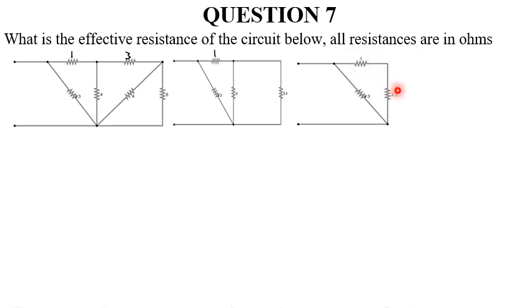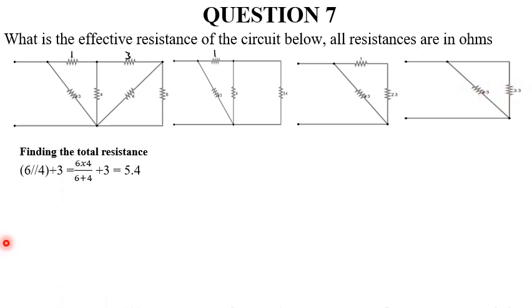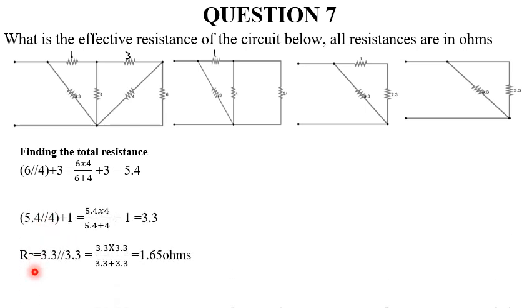Realize that this one and this one are also in series. 1 and 2.3 are in series, so we simply add them up. After adding them up, we get 3.3 in parallel with 3.3. They are all in parallel. So we now find our total resistance. This is the process I explained. The 3.3 times 3.3 over 3.3 plus 3.3 gives you 1.65 ohms. So basically this is how we find our total equivalent resistance here.